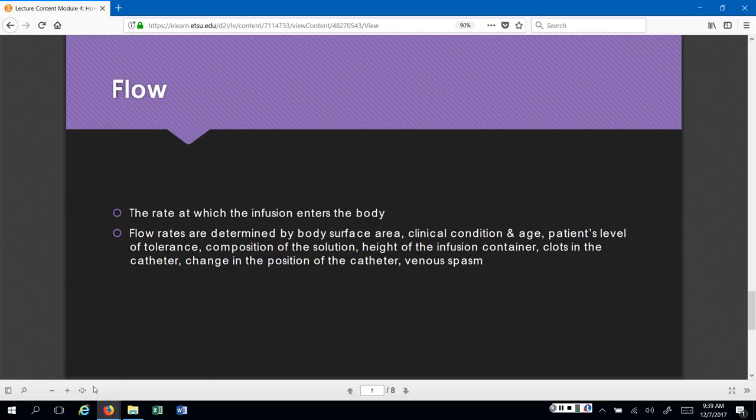Flow is the rate at which the infusion enters the body. Flow rates are determined by body surface, clinical condition and age, patient's level of tolerance, composition of the solution, height of the infusion container, clots in the catheter, change in the position of the catheter, and venous spasm.